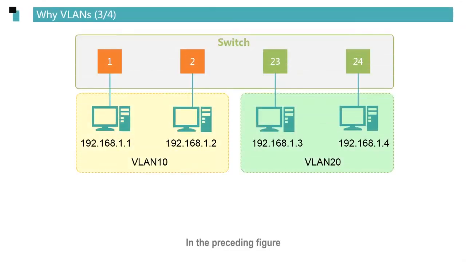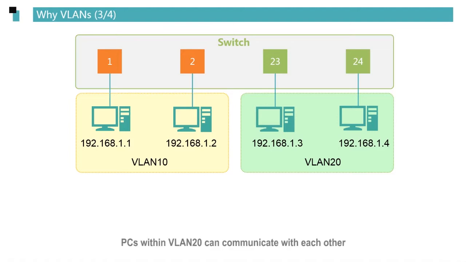In the preceding figure, VLANs are planned based on interface names. Ports 1 and 2 are assigned to VLAN 10, and ports 23 and 24 to VLAN 20. PCs connected to ports 1 and 2 are added to VLAN 10, and they are within the same LAN and broadcast domain. Once IP addresses on the same network segment are assigned to the PCs, these PCs can communicate with each other. Ports 23 and 24 within VLAN 20 belong to another VLAN and broadcast domain.